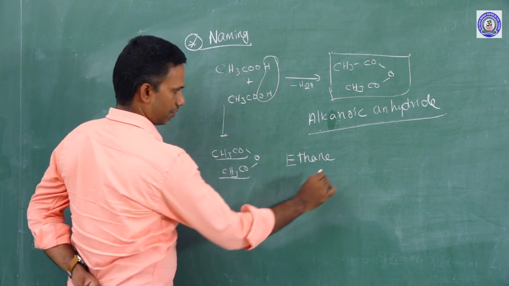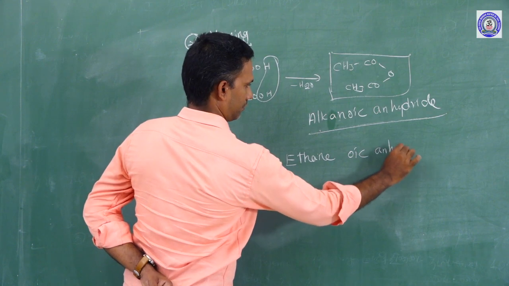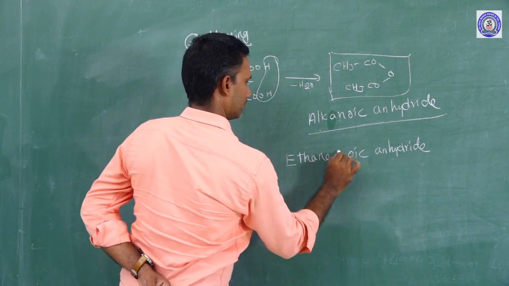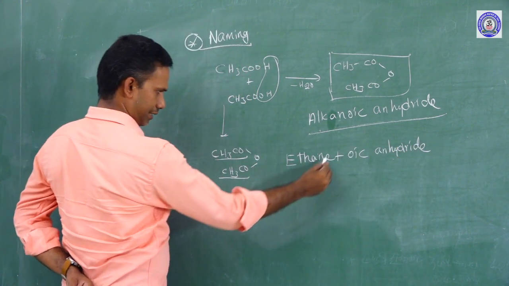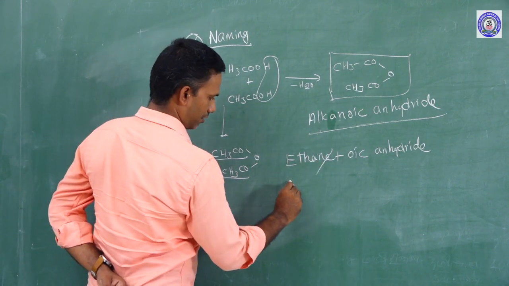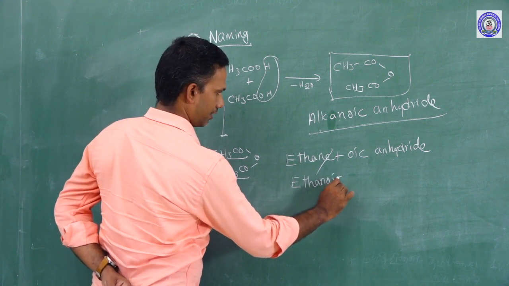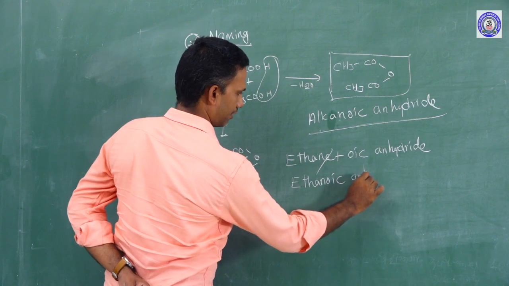ethane, oic anhydride. Now 2 vowels cannot come together, so remove the E and write the name ethanoic anhydride.